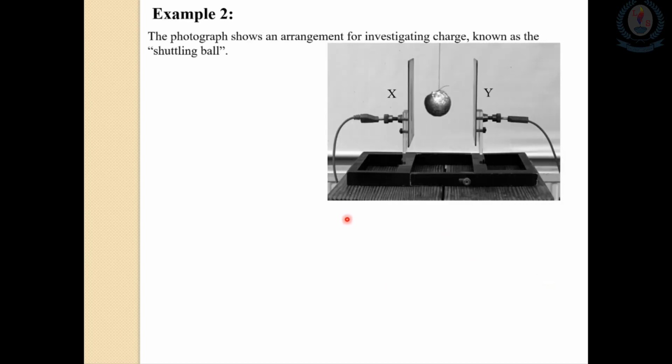Let's move to example 2. The photograph shows an arrangement for investigating charge, known as the shuttling ball. You can observe one plate and another plate, metal plates, and they are parallel. If they are parallel, now we have to guess what the field is.